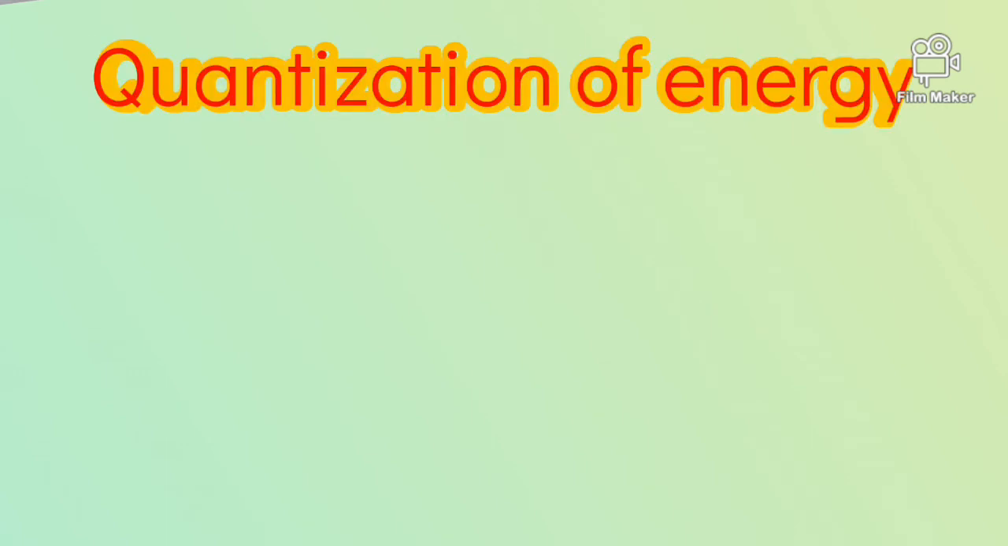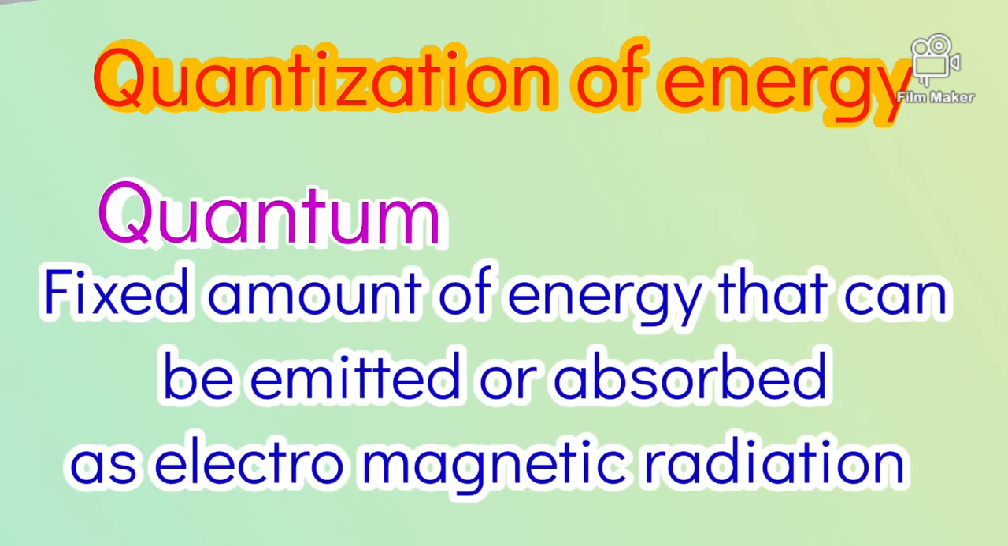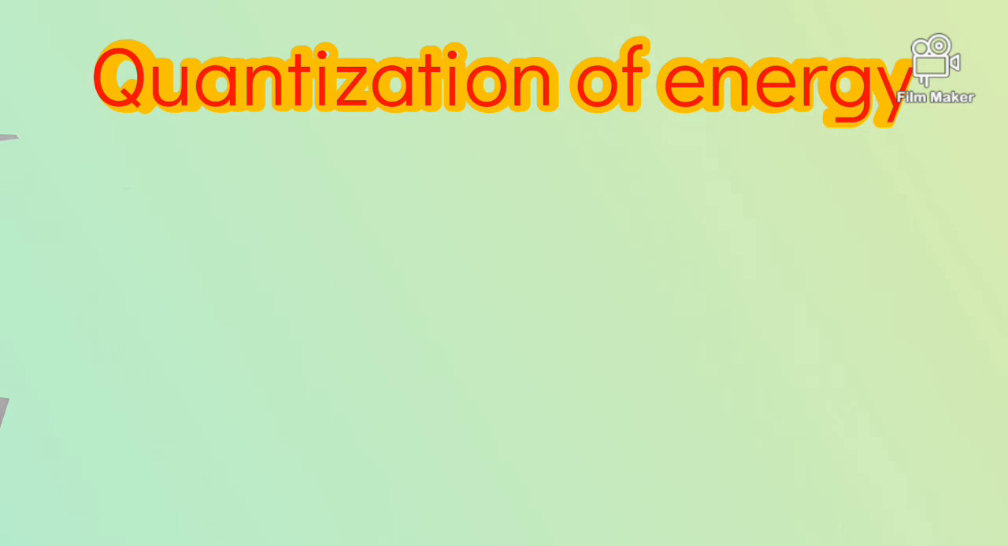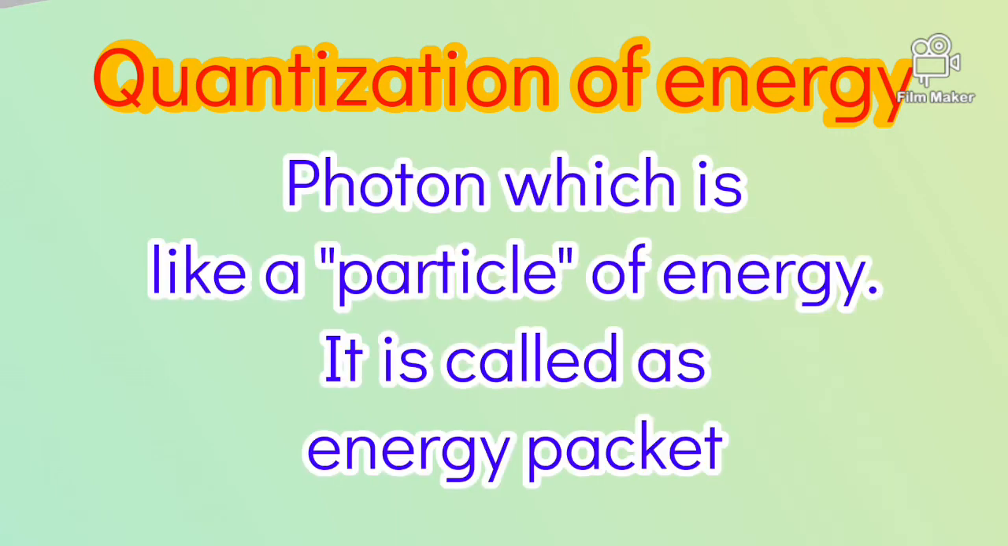Then we must consider the quantization of energy. What is a quantum? A quantum is the fixed amount of energy that can be emitted or absorbed by electromagnetic radiation. Electromagnetic rays bring energy as quanta, which some people call energy packets. What is a photon? A photon is like a particle of energy, called an energy packet.